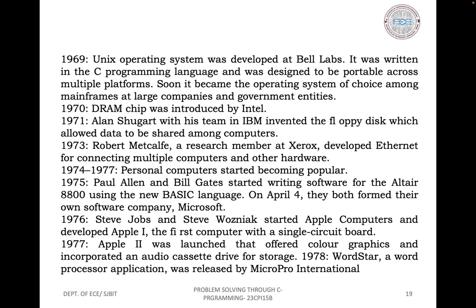1969, Unix operating system was developed at Bell Labs. It was written in the C programming language and was designed to be portable across multiple platforms. Soon it became the operating system of choice among mainframes at large companies and government entities. In 1970, DRAM chip was introduced by Intel. 1971, Alan Shugart, with his team in IBM, invented the floppy disk, which allowed data to be shared among computers. 1973, Robert Metcalfe, a research member at Xerox, developed Ethernet for connecting multiple computers and other hardware.